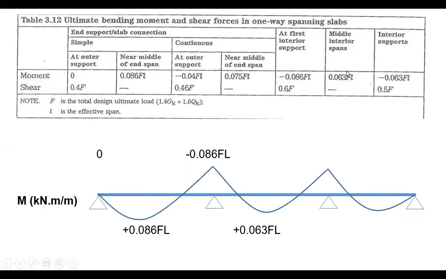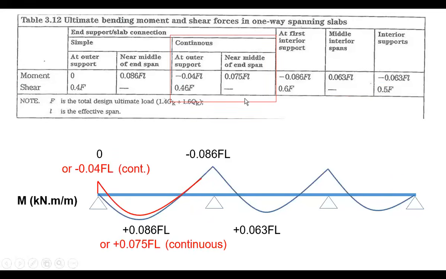Then the middle interior span, again, is a positive value less than the first span, and the value will be 0.063 FL. Okay. How about the case if the end support has some continuity between the slab and the beam at this point? It means I will have some negative moment here. And this is why we have this part in case of continuous. So you will have some negative moment at the beginning.